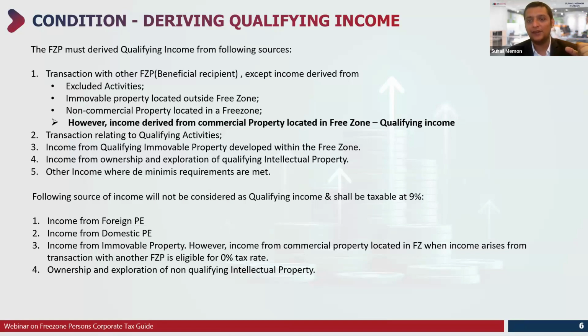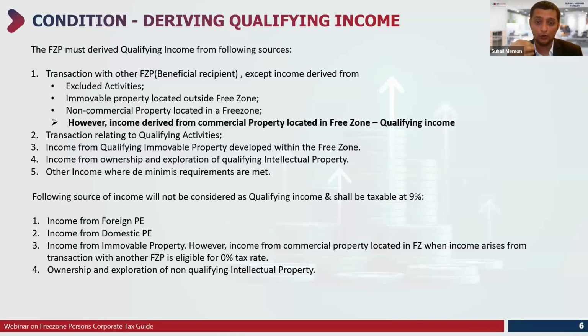Here I don't have to see a qualifying activity, but I need to see that my service is not an excluded activity. So it is not. So my income becomes qualifying income, and the beneficial recipient is also a free zone. So beneficial recipient becomes important. For example, I am giving a service and getting revenue from a free zone company, but the beneficial recipient is someone else, then this creates a problem.